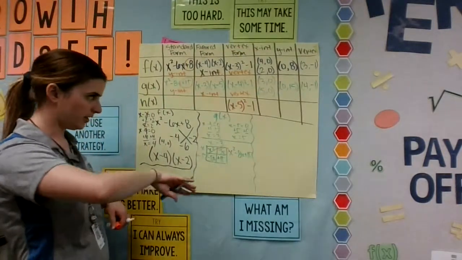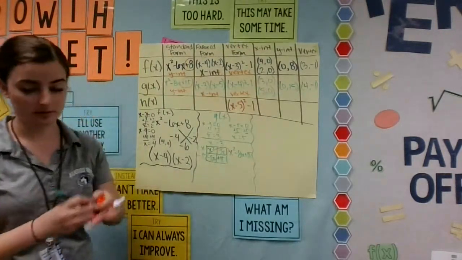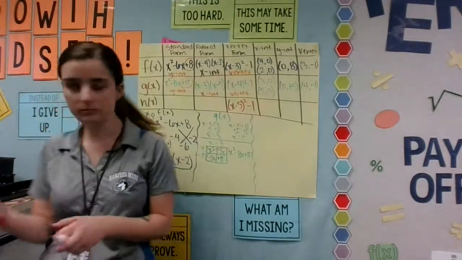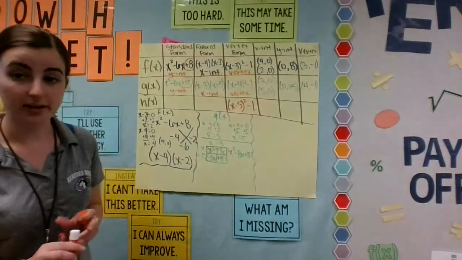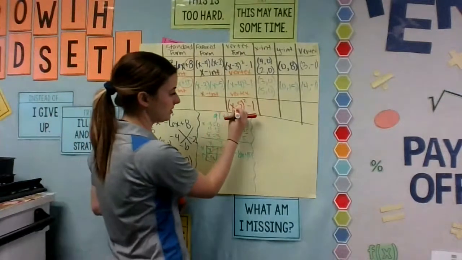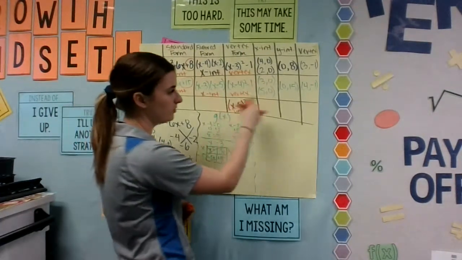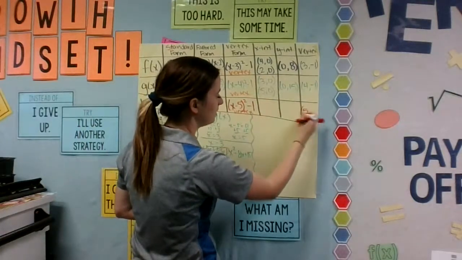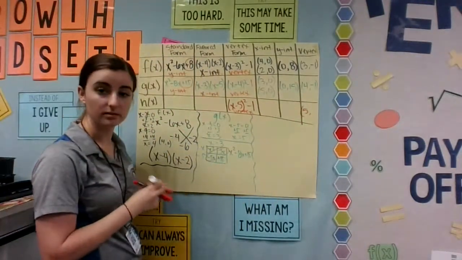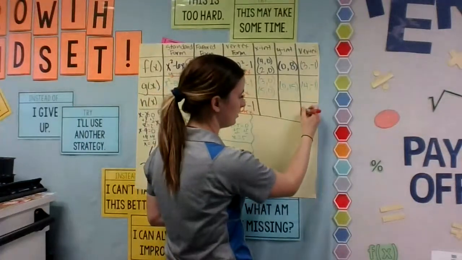So h of x now. I'm going to put away this green. For h of x, I give you the vertex right away, in vertex form. So this guy here gives me the vertex. It's the opposite of negative 5. So it's going to be 5, comma, the negative 1. Okay? (5, negative 1).